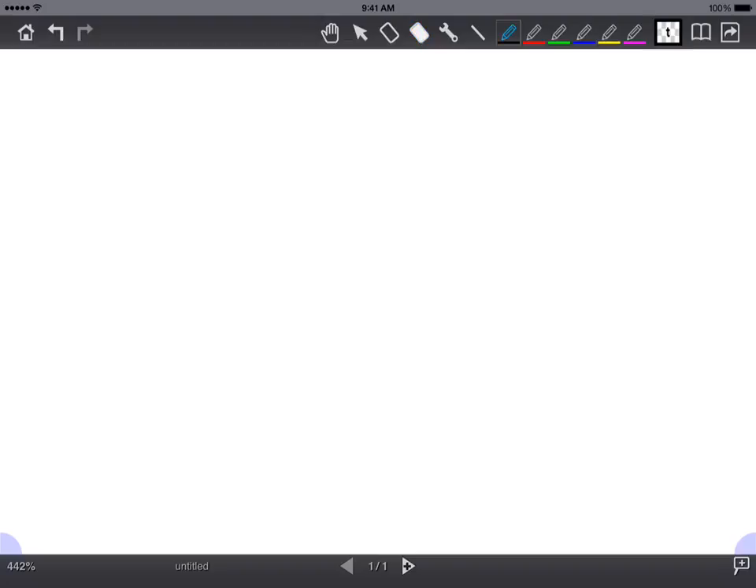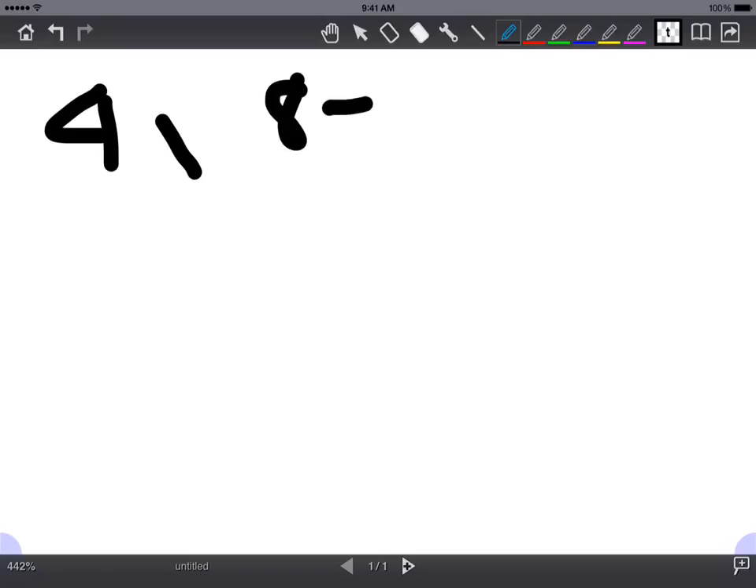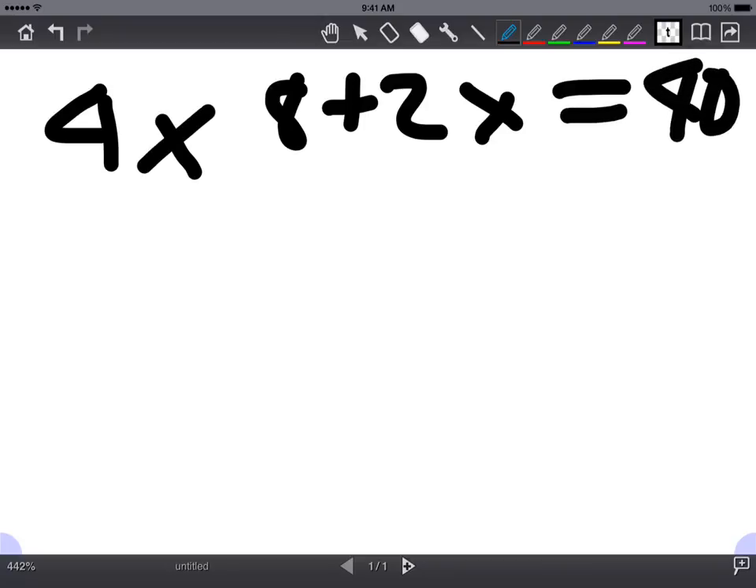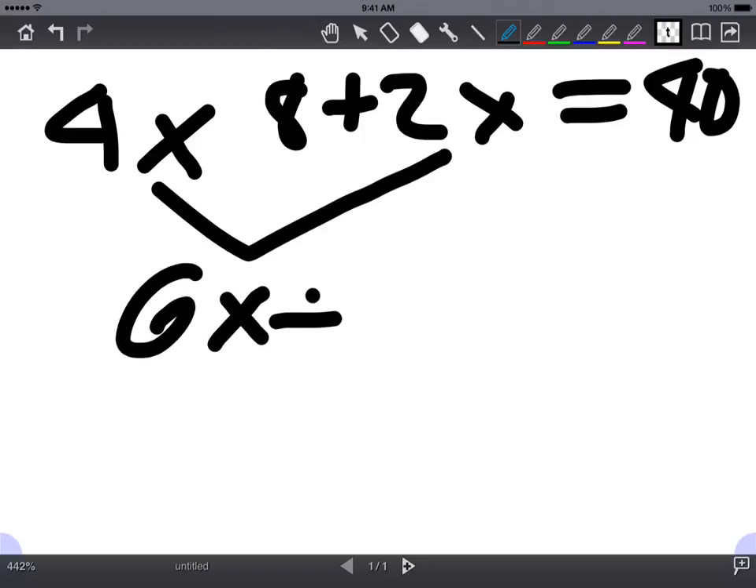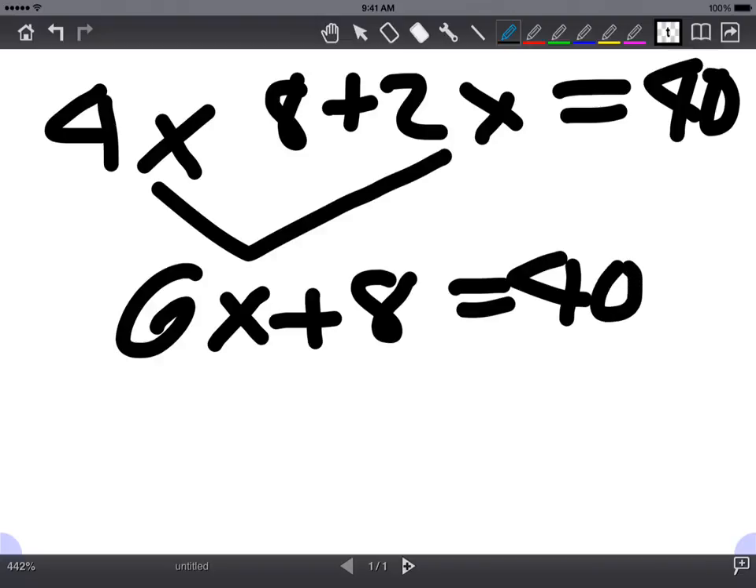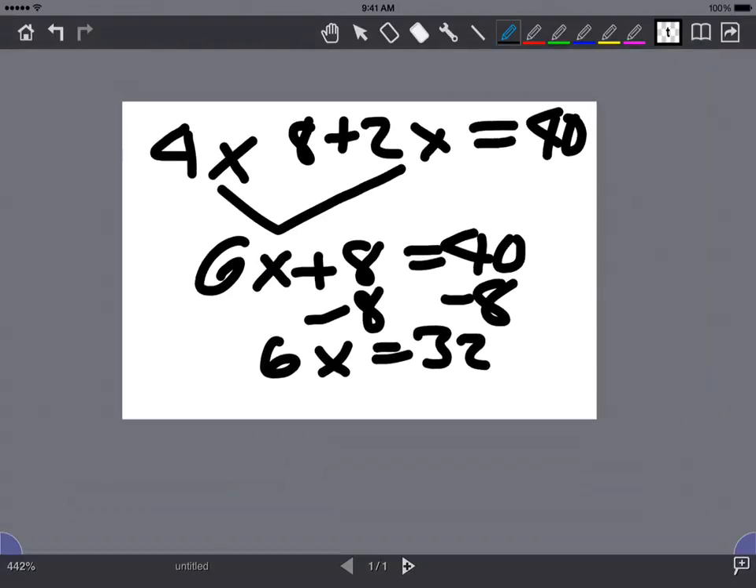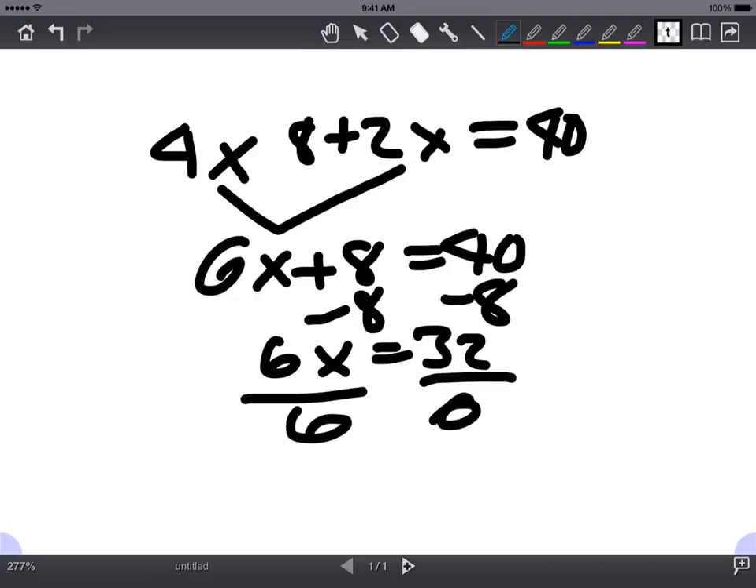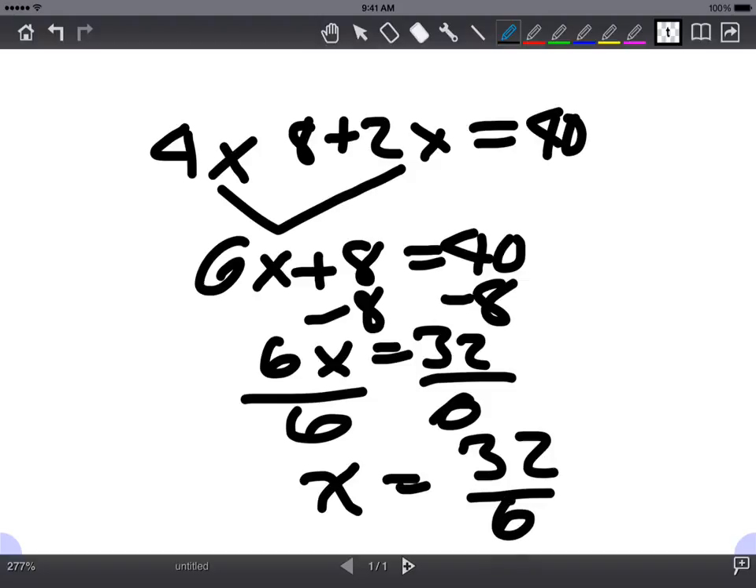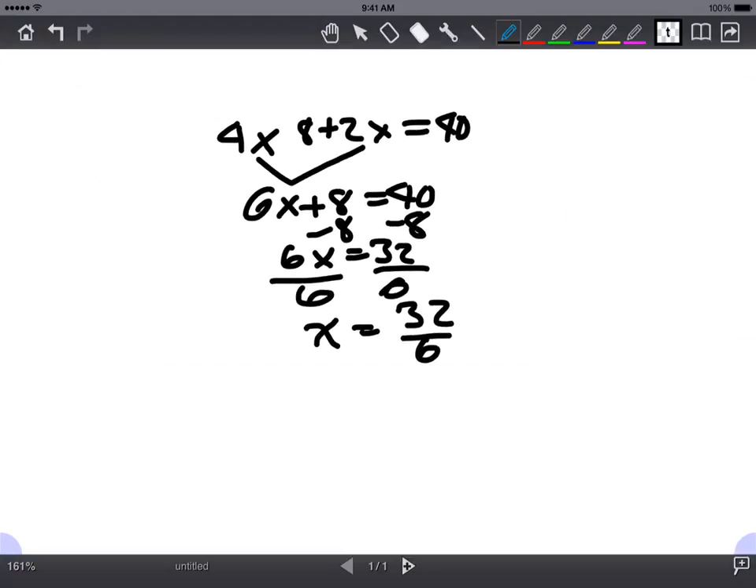Let's say we have 4x minus 8 plus 2x equals 40. Okay, again, we need to group these x's together. We have 6x minus 8 equals 40. And now what do we do? Well, we need to isolate the x term again. So we can add 8. We get 6x equals 48. We can divide by 6. We get x equals 8.